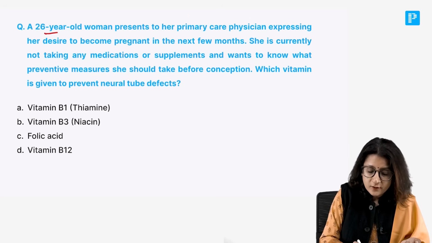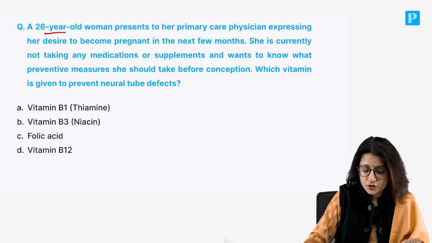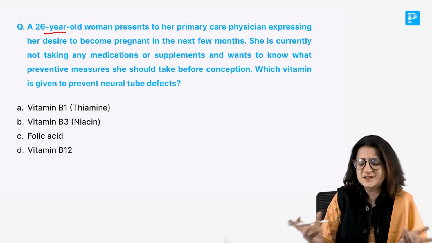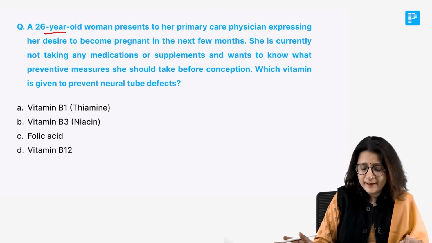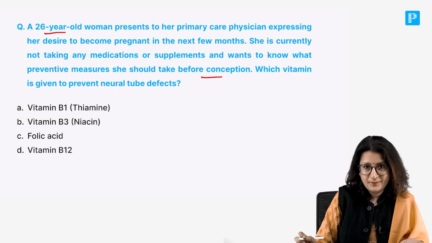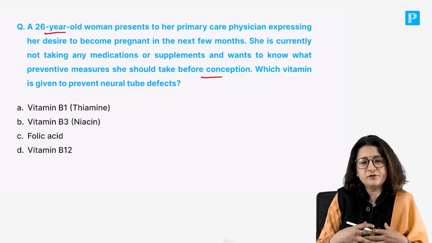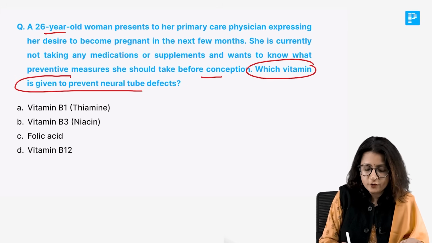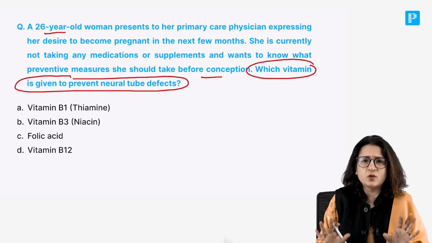A 26-year-old woman presents to primary care physician and she desires to become pregnant in the next few months. So basically, she's planning for pregnancy. She's not taking any medicine or supplements and she wants to know what she should take before conception. So she's asking you for preconceptional counseling and which vitamin is given to prevent the neural tube defect. That is the most important line in the question.